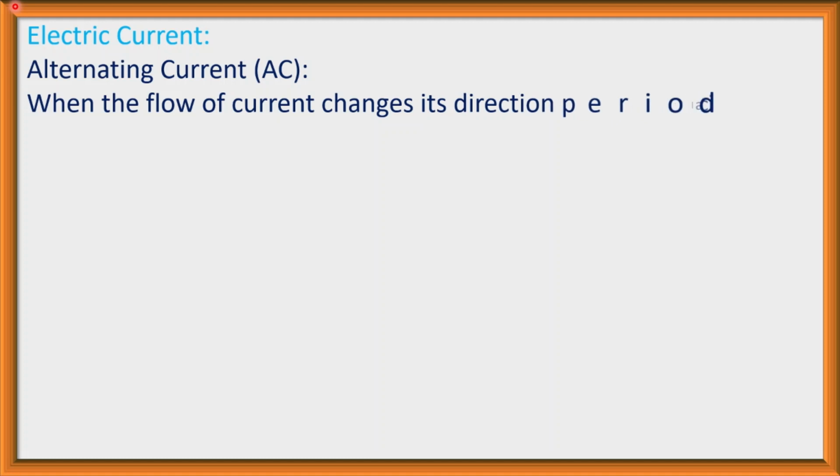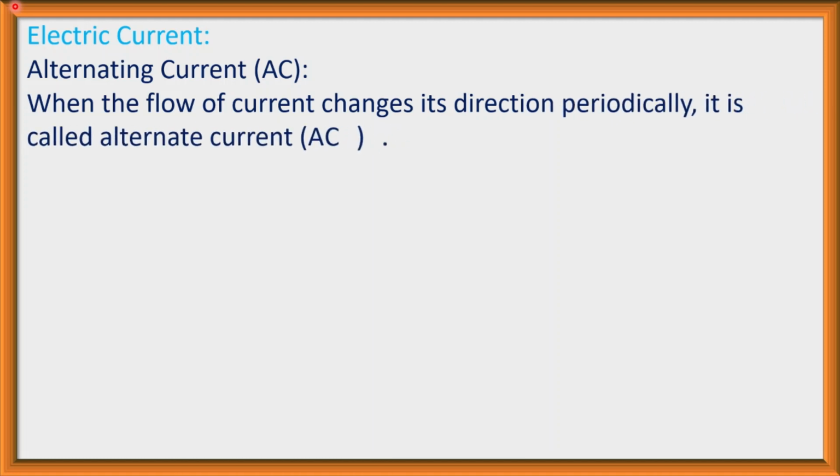Now alternating current, AC. When the flow of current changes its direction periodically, it is called alternating current or AC. In case of AC, the direction of current flow will be changed periodically. Periodically means after a certain interval of time it will change its direction.